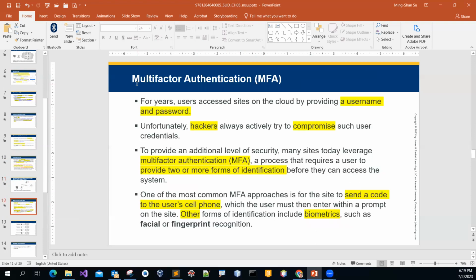All right. So next one mentions multi-factor authentication, MFA.